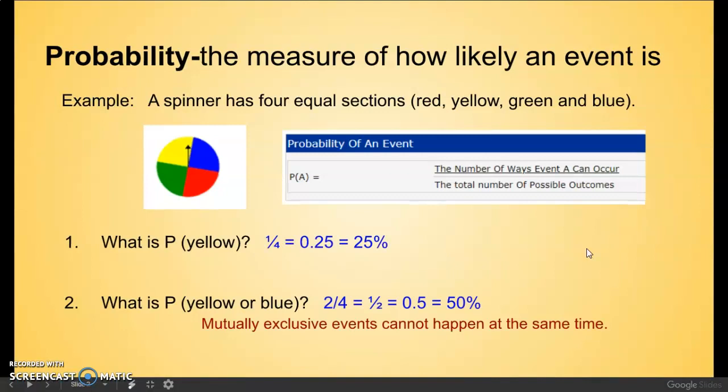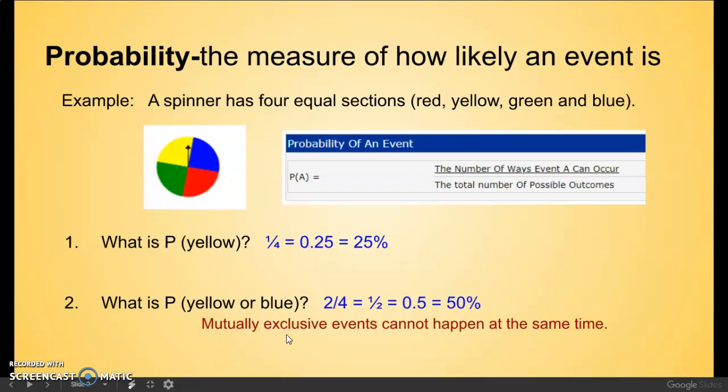Because one thing that happens in probability is probabilities are often expressed as percents. So what I like to have students do is express your probability as a fraction, then change it to a decimal and a percent. So the probability of spinning yellow is 1 out of 4. It's really just a fraction of this that is yellow. And then that becomes 25 hundredths, which is 25%. This one, what is the probability of yellow or blue?